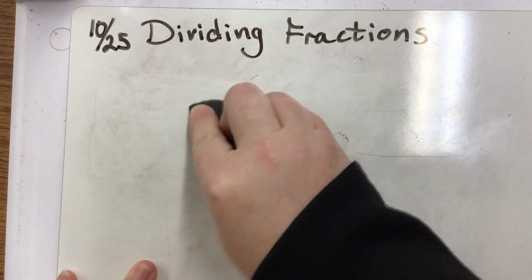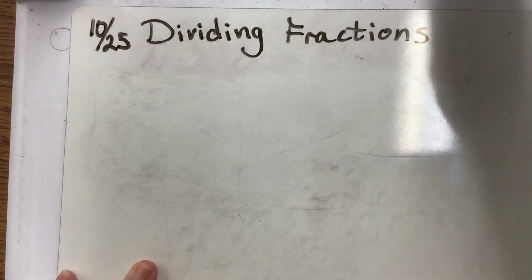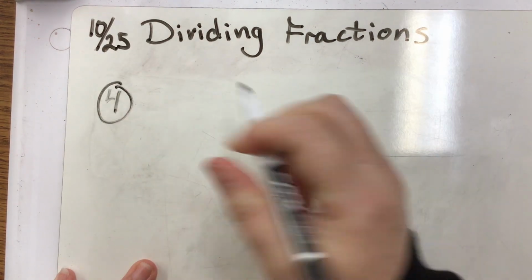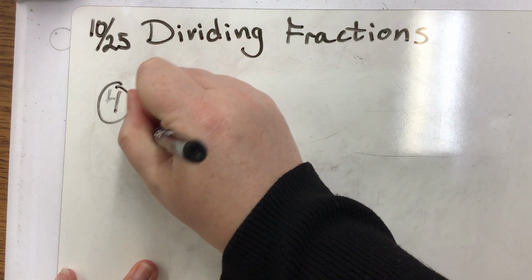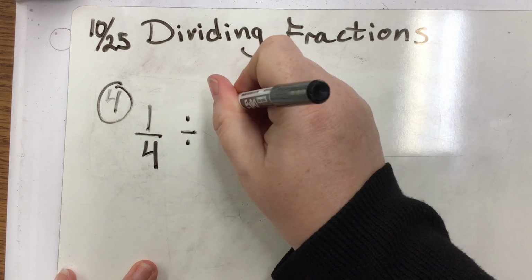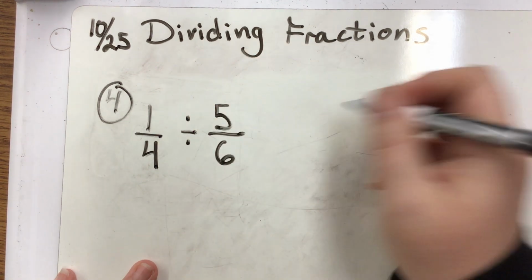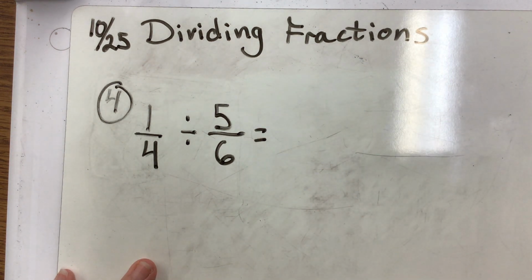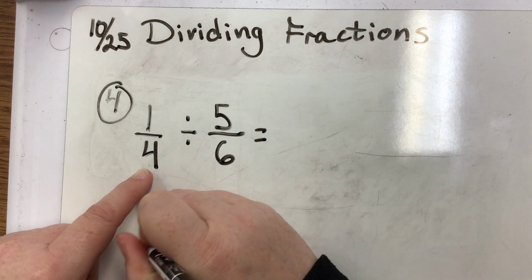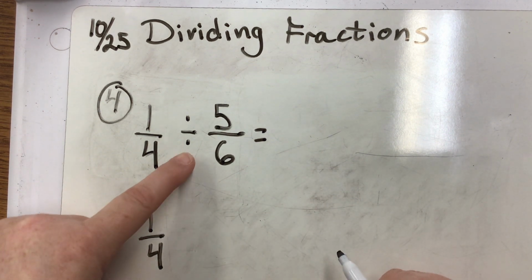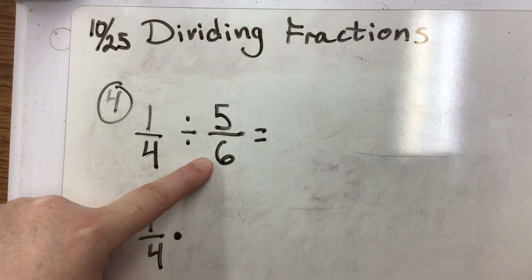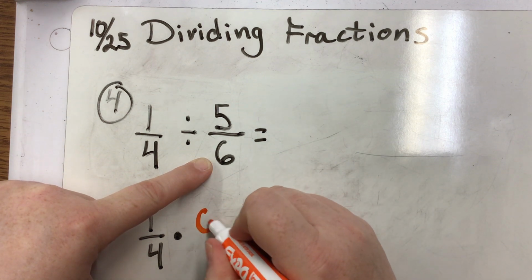And then the rest of them, I have every faith that you can do them all on your own. Okay, number 4. Okay, we have 1/4 divided by 5/6. Okay, what does that equal? First step, copy. Dot. Flip. Not 5/6, but 6/5.